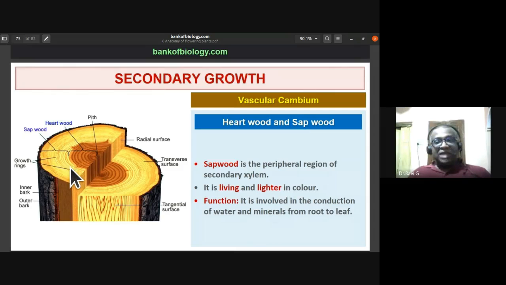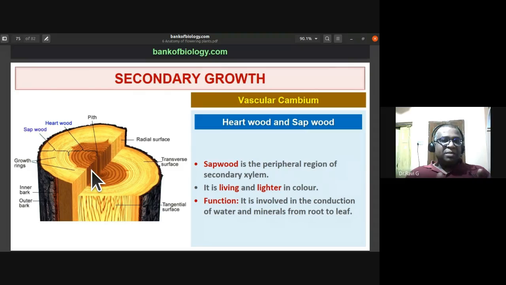What is the function of sapwood? It is involved in the conduction of water and minerals from root to leaf. That is the function of the sapwood. Whereas the function of heartwood is that it provides mechanical strength to the stem. The sapwood is involved in the conduction of water and minerals from the root to the leaf.